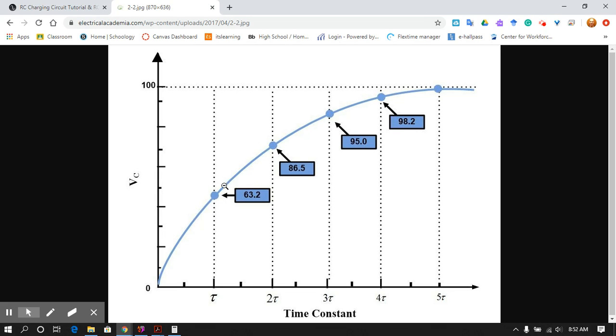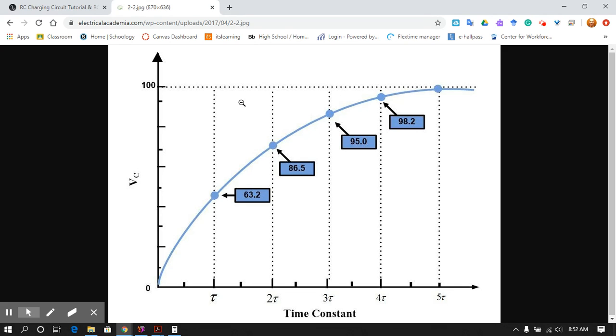1 second would be the amount of time to reach 0.632 volts in that 1 volt charge. If I multiply that 1 second times 5, it will take 5 seconds for my 1 farad capacitor to charge to 1 volt over a 1 ohm circuit.